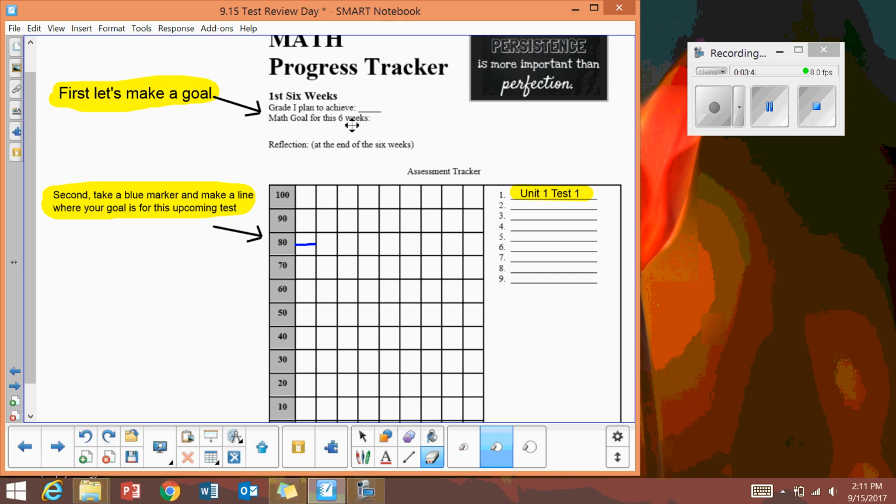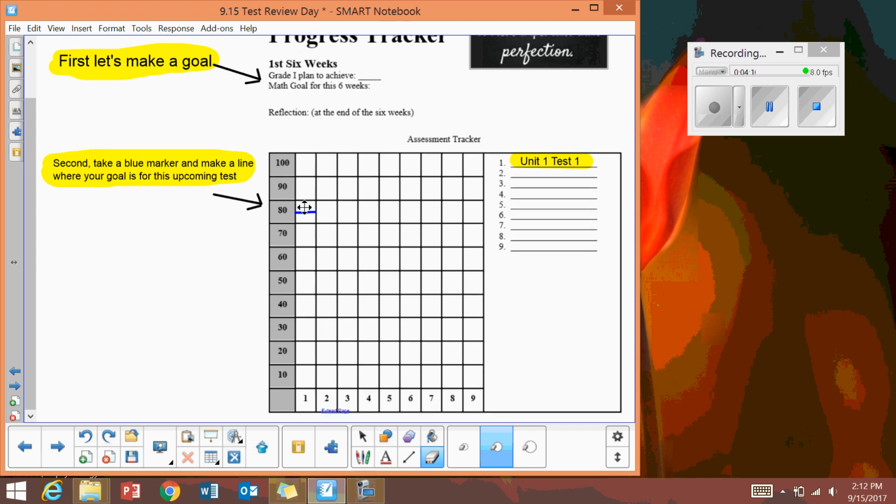The math goal for the 6 weeks is a non-grade type goal. So I want, for example, I want to turn in all my homework this 6 weeks on time. I want to make sure my math ISN is neat because I'm a messy person. That could be a goal. Okay, so Unit 1, Test 1, we have here. And in this Unit 1, this column right here, this is going to be our first test.